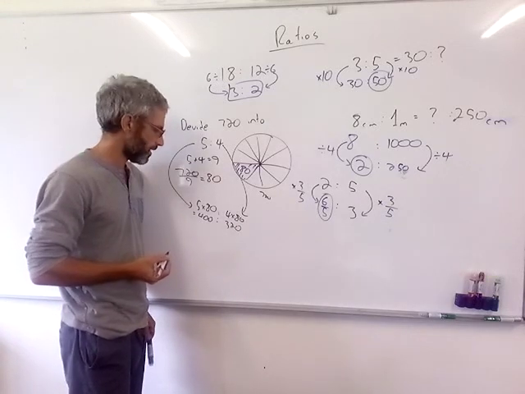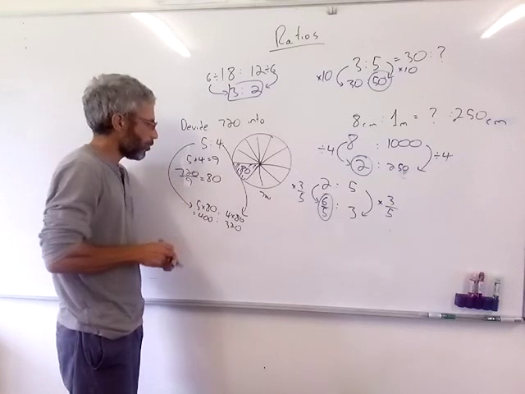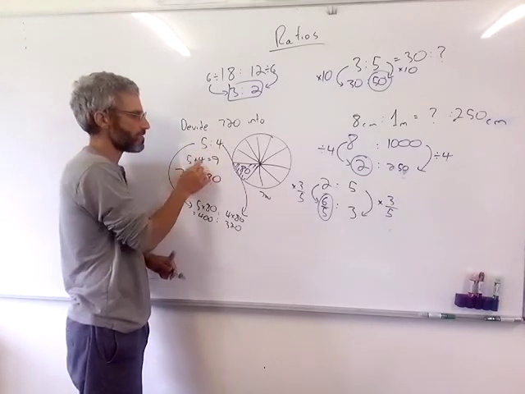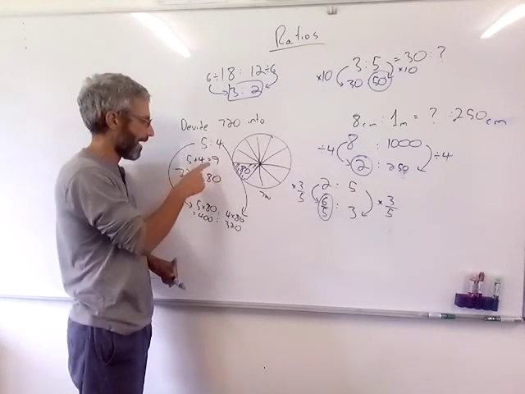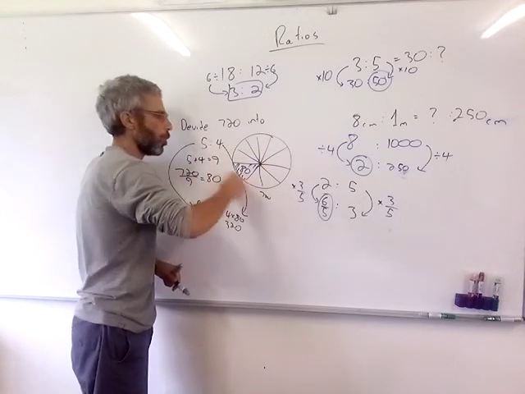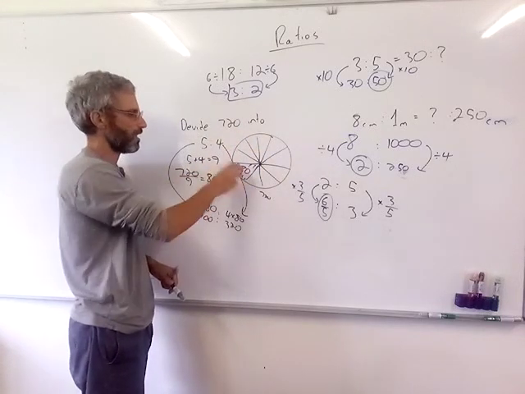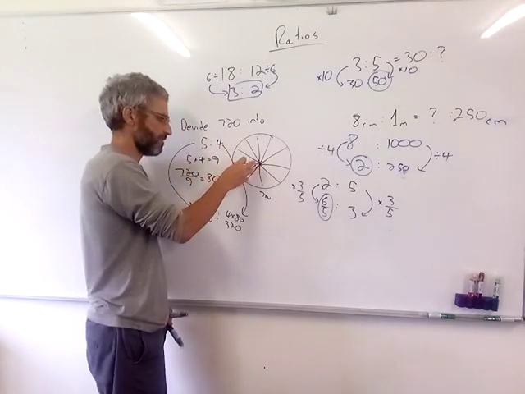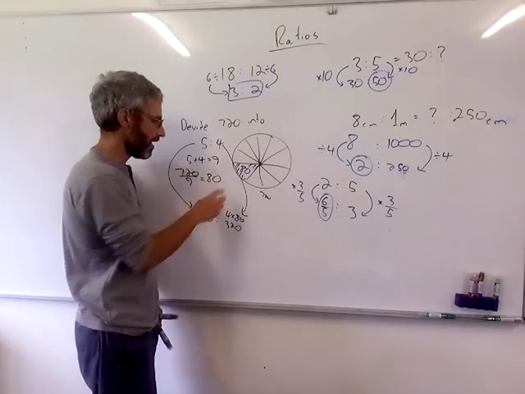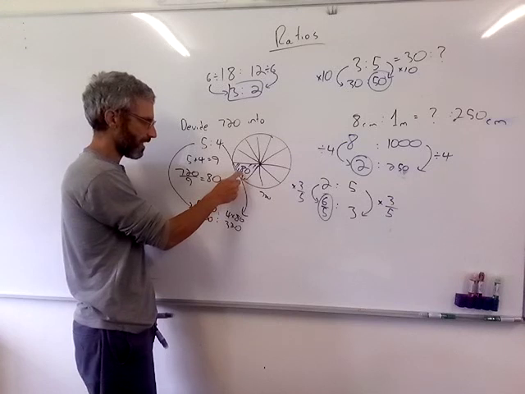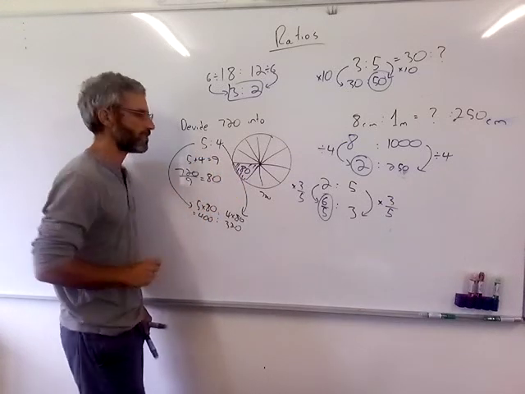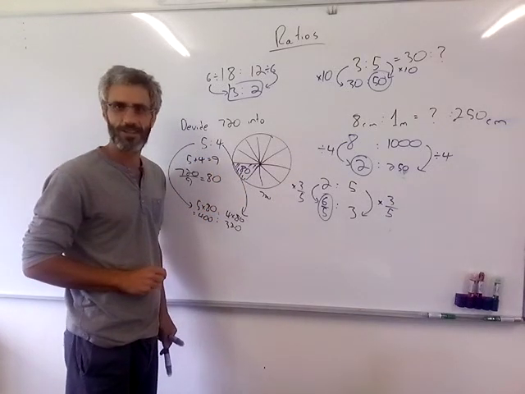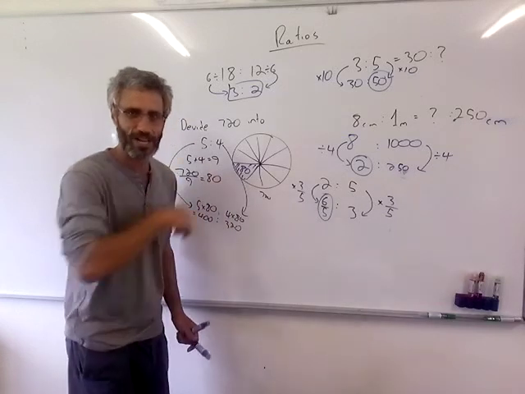Easy, isn't it? So what do we do here? We first of all add these two numbers to figure out how many pieces of the pie there are. Then we divide the total amount, 720, by the number of pieces of pie to determine how much each piece of pie is worth. And then we multiply that number by the number of pieces of each of the partners. All right, I'll pause here and we'll put in a couple more questions.